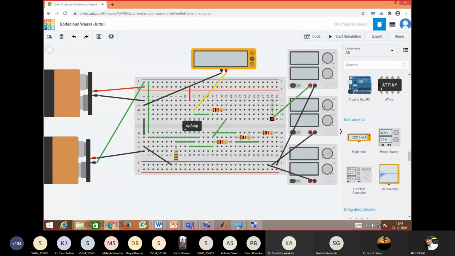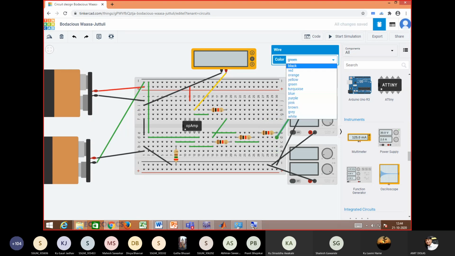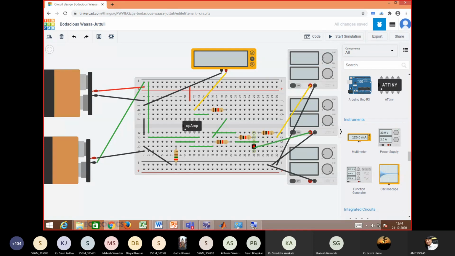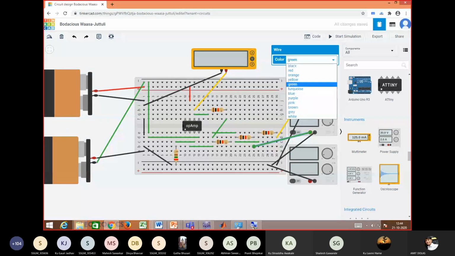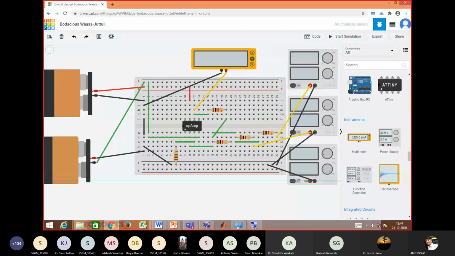Then positive I will connect to V1. So considering this as V1, here is V1. For the input I will use yellow color. Then V2, V2 is here. For V2 I will use another color, say yellow. Then third is V3. V3 is here. So V3 I have connected, and the color is yellow. Just quickly we'll go through it.